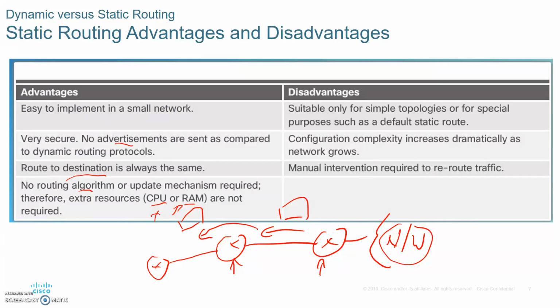A disadvantage of running static route is it's usually used for a very simple network, or for a default static route. If your network grows bigger, your complexity will increase dramatically, as you learned in last week's lab. Where your network becomes very big, it becomes very difficult to configure and difficult to troubleshoot when there's an error. And when there's an error and you want to reroute the traffic, you will need manual intervention. That means you need to be physically at the router to configure. It will not automatically switch to the next best path.